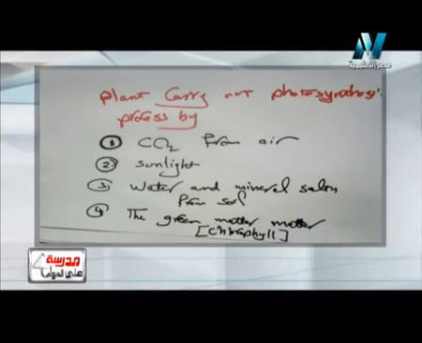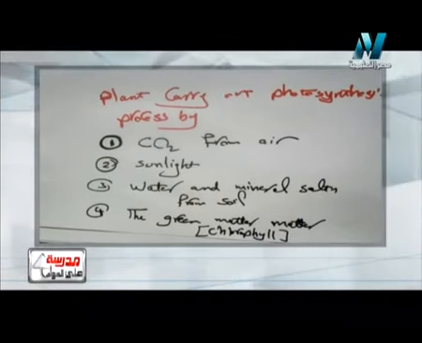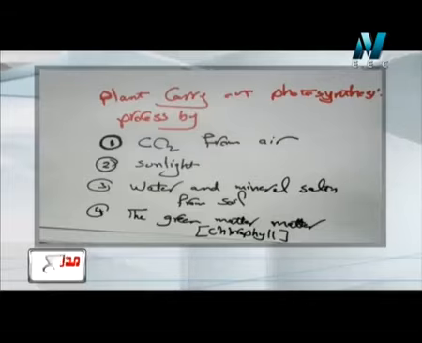So again, the plant carries out the photosynthesis process with the help of 4 raw materials, which are carbon dioxide from air, water and mineral salts from the soil, sunlight, and also the green matter which is found in the plant itself, in the green plastid or the chloroplast, which we will study in primary 4 in the plant cell structure.